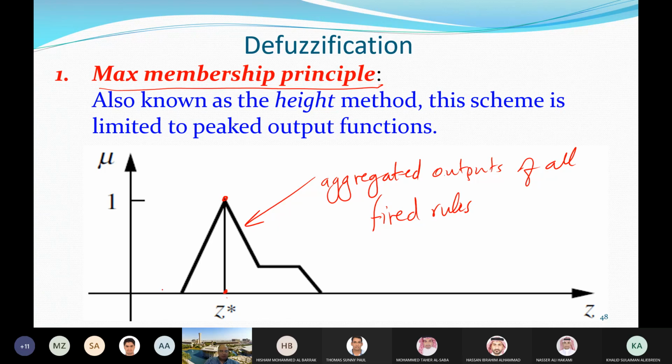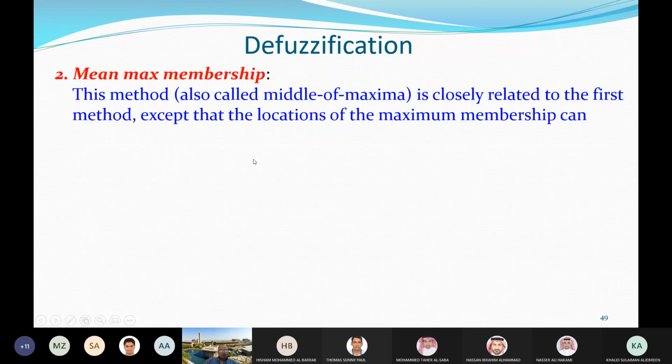Is it clear? And probably the tip is 5 to 30 here. So this value may be like 12, so 12%. So this is your output. So this is one way to convert from fuzzy to non-fuzzy.